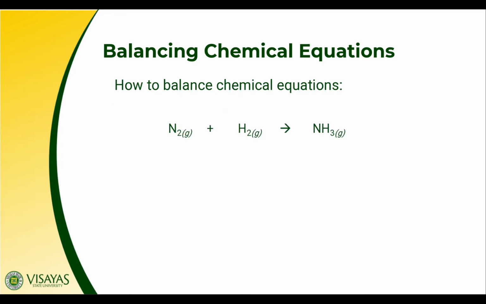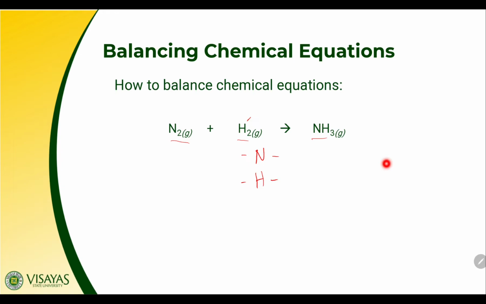So let's have an example. In this equation, we have nitrogen gas which reacts with hydrogen gas to form ammonia. So what are the elements here? We have nitrogen and hydrogen, okay? On the left side of the equation, we only have one nitrogen atom. Same with the nitrogen atom on the right, we also have one of that nitrogen element. For the hydrogen, we have this one on the left side and another one on the right side.